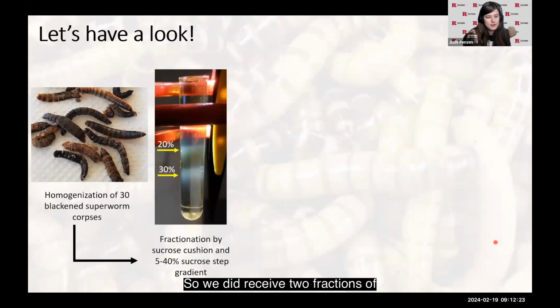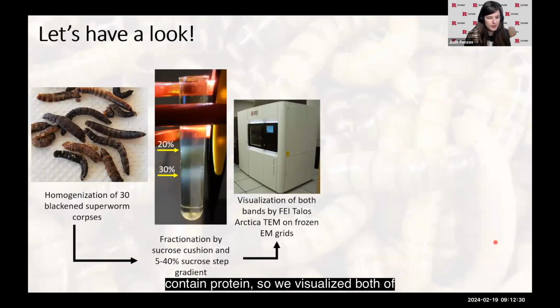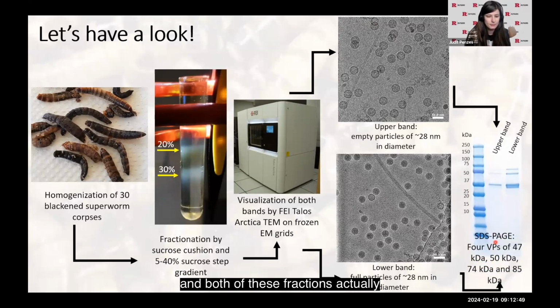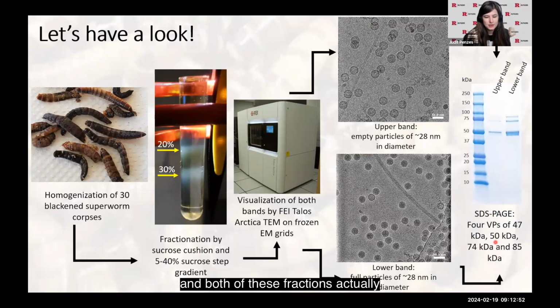So we did receive two fractions of this sucrose gradient, which appear to contain protein. So we visualized both of these with our Thales Arctica transmission electron microscope. And we saw that both of these fractions contained particles about 28 nanometers in size, which was consistent with these being virus particles. And both of these fractions actually consisted of particles that were the same size.